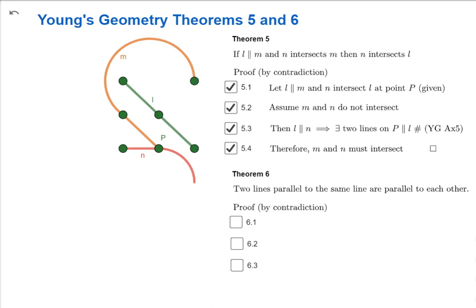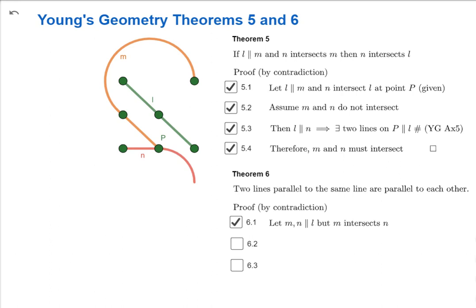All right, so theorem 6 says that two lines parallel to the same line are parallel to each other. Okay, well, you've got these two parallel lines again, L and M, and we've got two options, right? N either intersects both of them or must be parallel to both of them. That's the two options, 5 and 6.